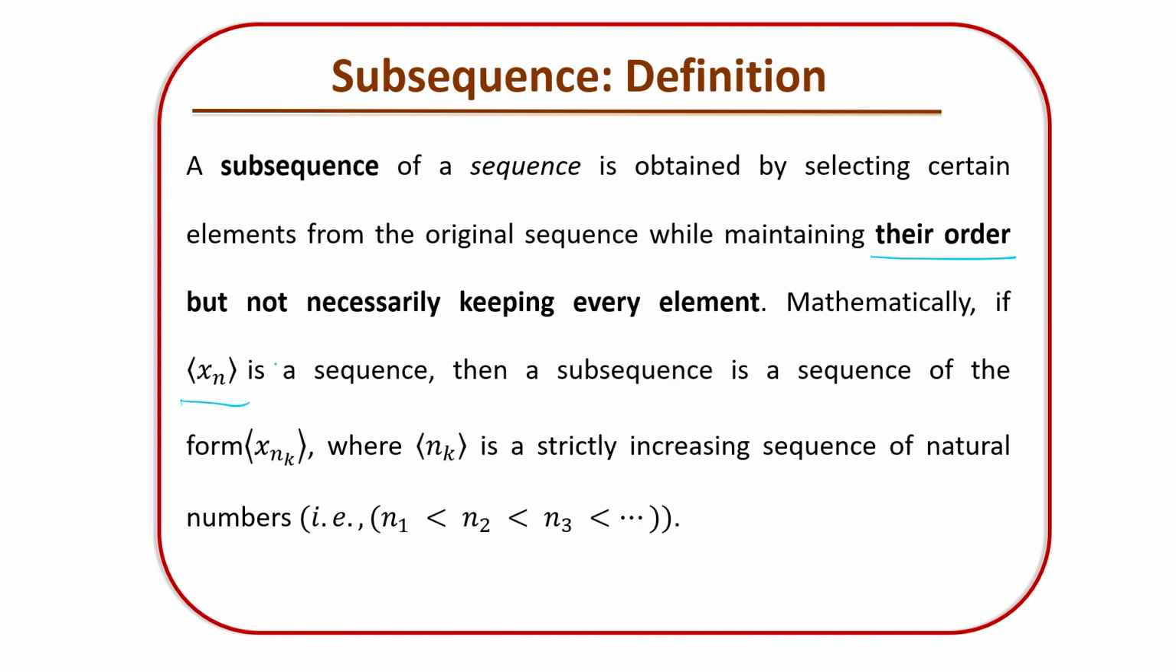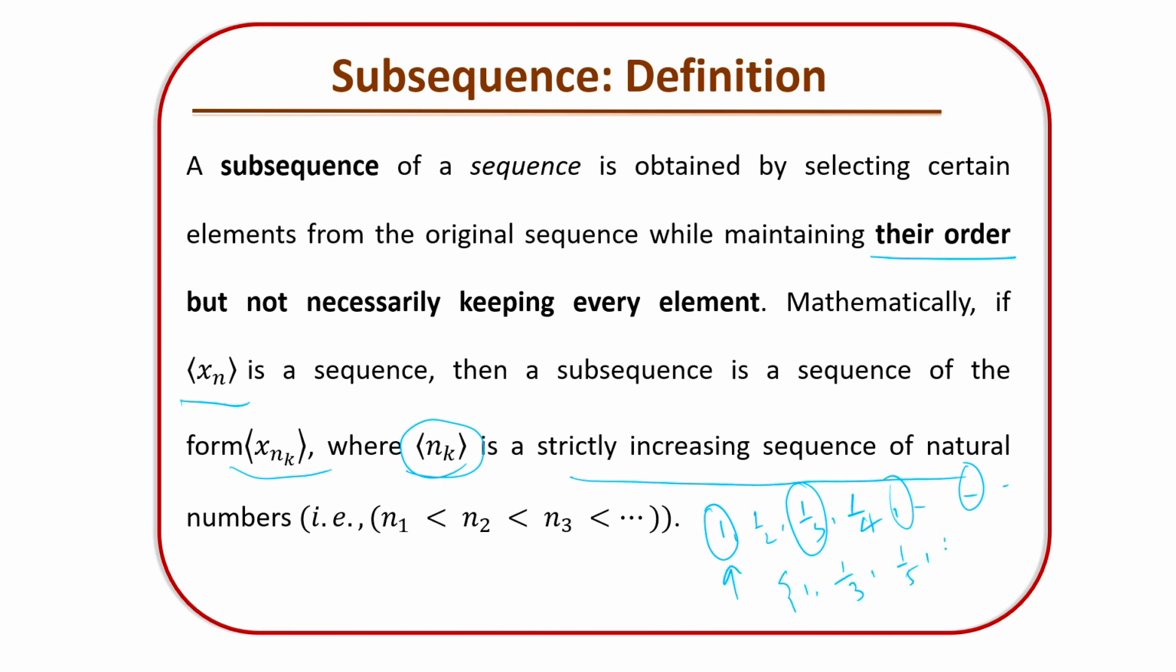Mathematically, if x_n is a sequence, then x_{n_k} will be a subsequence if n_k is a strictly increasing sequence of natural numbers. Something like this: 1, 1/2, 1/3, 1/4, and so on. And if you are looking for only odd positions, that will make another sequence, and this is called a subsequence of this sequence. Now you can see that I have chosen the first term, the third term, the fifth term, the seventh term, ninth term, 11th term, and all these are strictly increasing, right? So that's what the definition is.